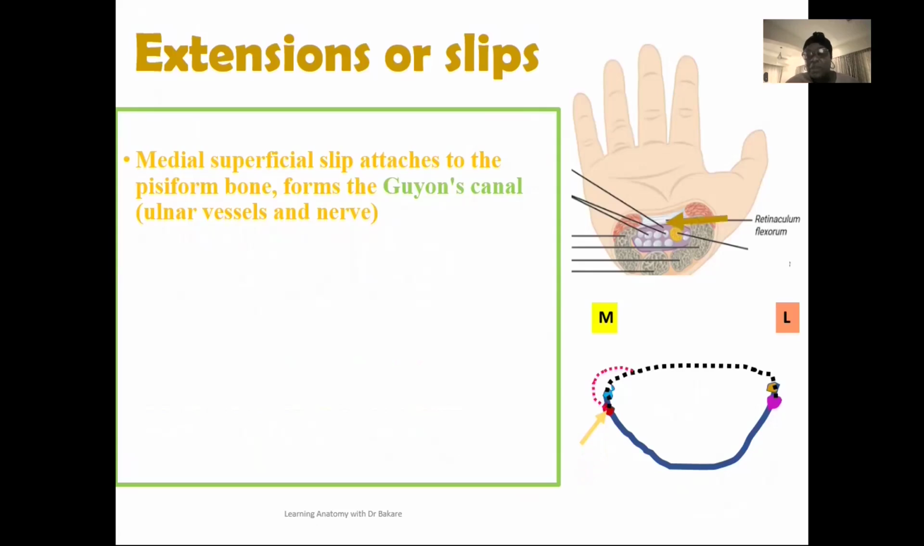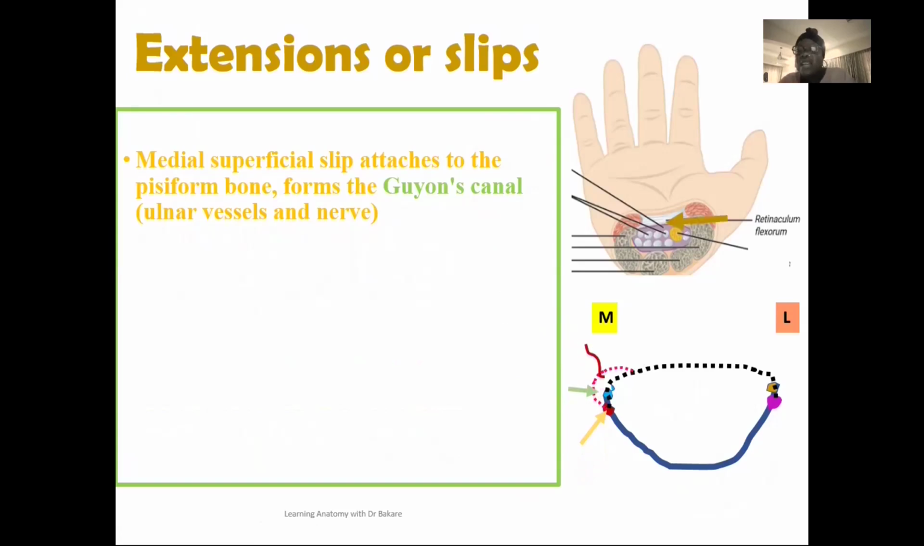Don't forget that this is where we have the pisiform. So you see that around this medial side, we have the creation of Guyon's canal. This is where we have Guyon's canal here, arrowed at this point. This canal is created for the passage of the ulnar vessels and also the ulnar nerve.